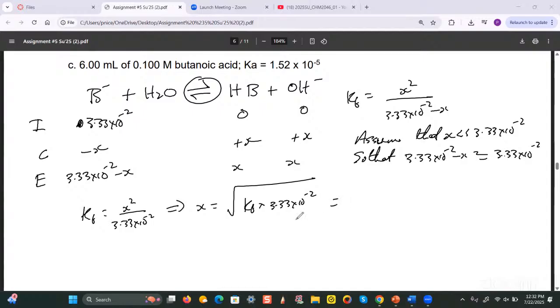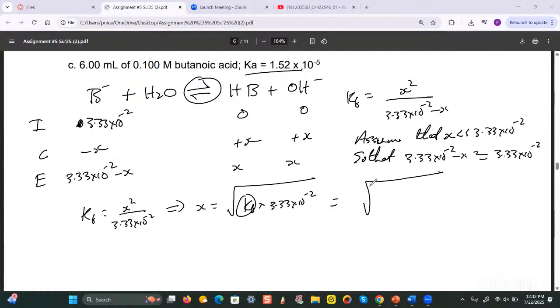So we don't know what Kb is because we're not given Kb for the base, we're given Ka for the acid of that conjugate base. So what do you think we need to do as far as determining what Kb is?